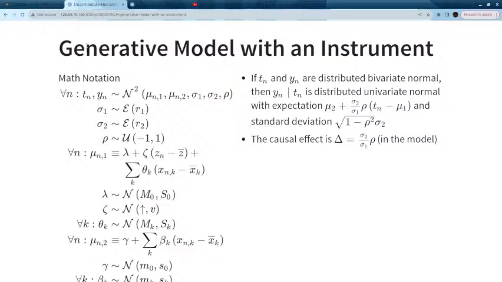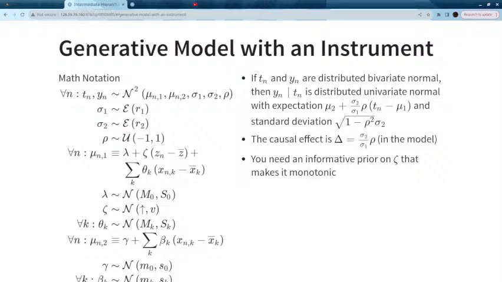And in that situation, how does the expectation of y conditional on t differ from the marginal expectation? Well, the causal effect is going to be this ratio of sigma of the outcome to sigma of the treatment multiplied by rho. And so those three things together are going to constitute the causal effect that we're interested in trying to estimate. And so you're going to need priors.